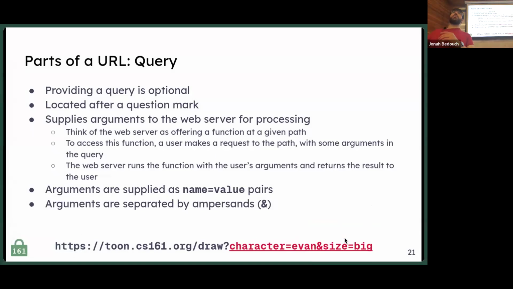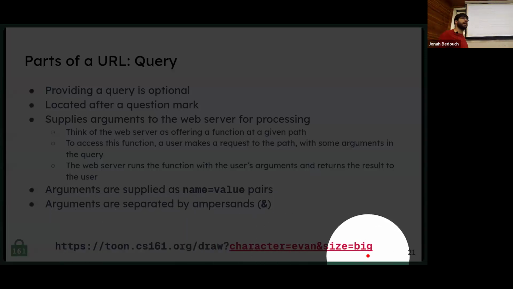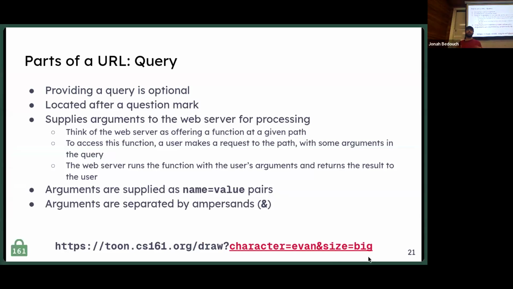So a URL can refer to a file. A URL can also sort of refer to a function, basically. You can think of some URLs as offering up a function that takes in some arguments and dynamically provides a result. So an example here is, I don't actually think this URL is real, but in this case, we have some draw function that would take in a character and a size, and it would presumably return to us an image when we try to go to this URL that draws what we want.